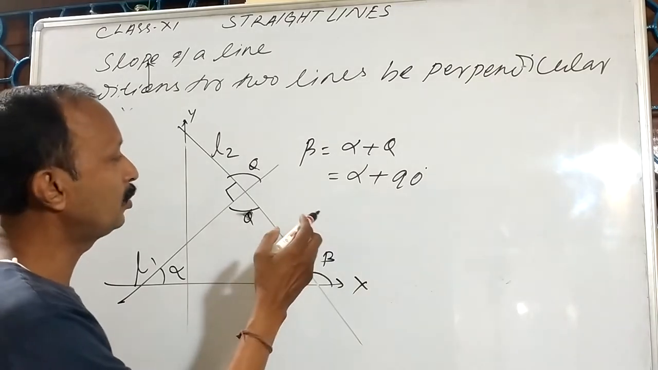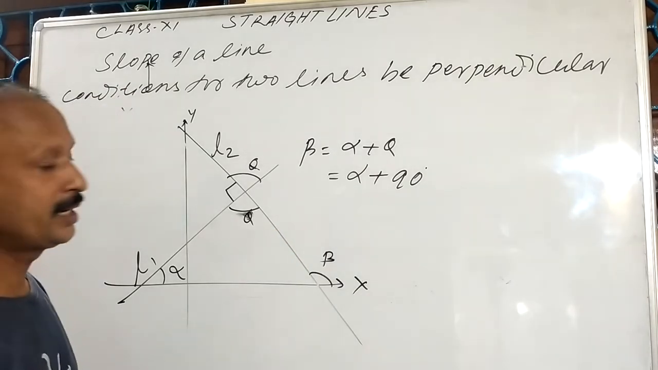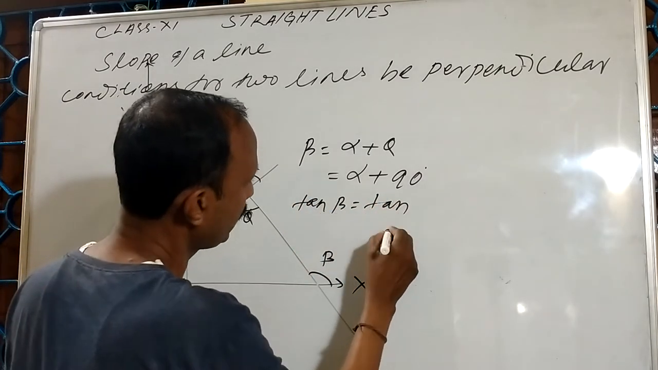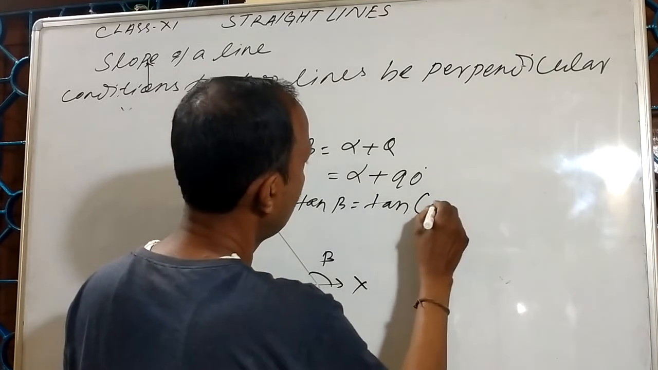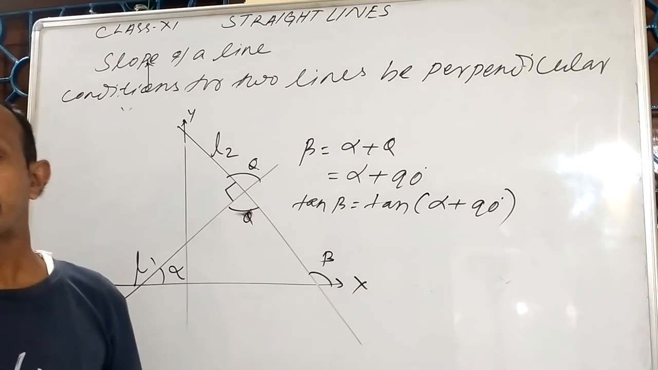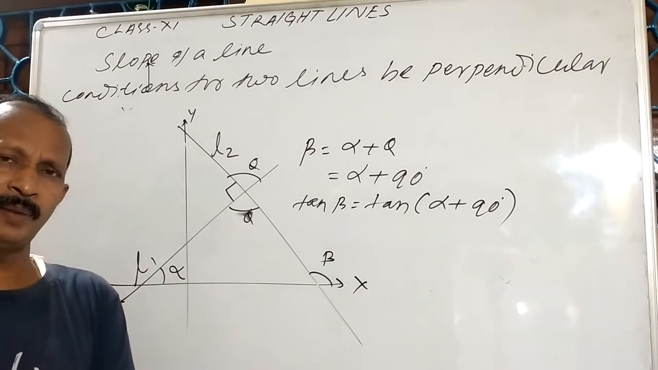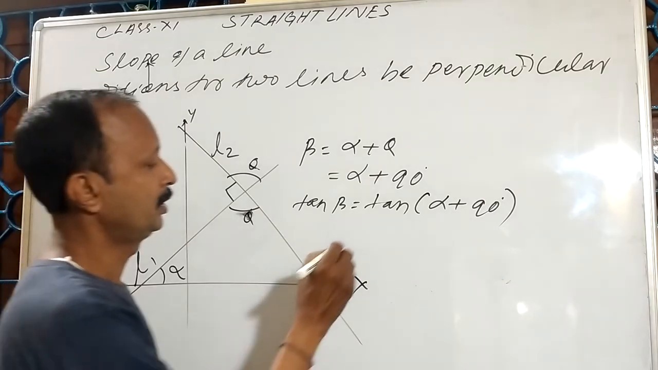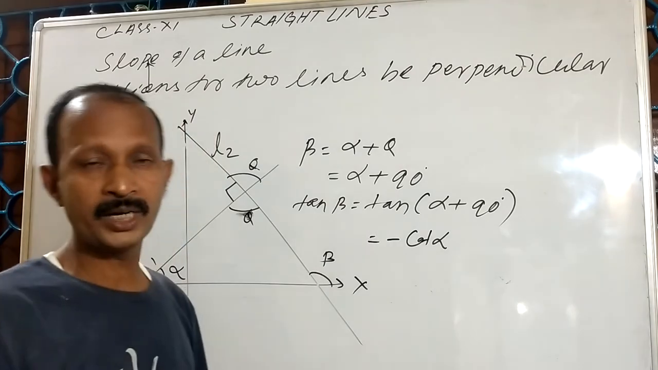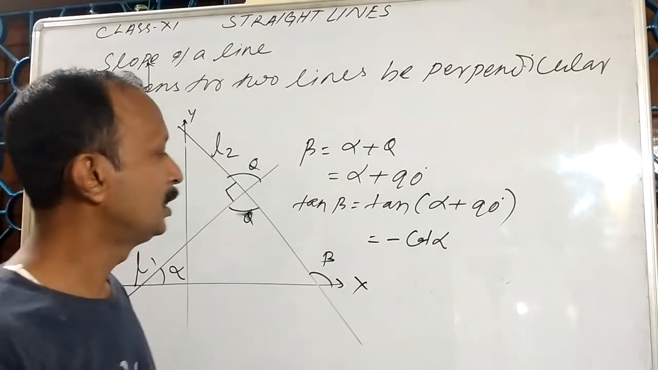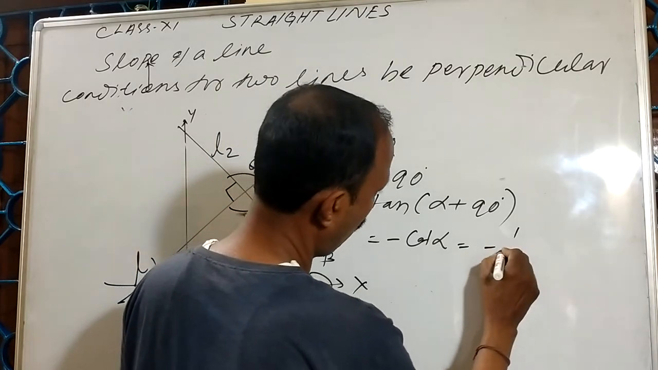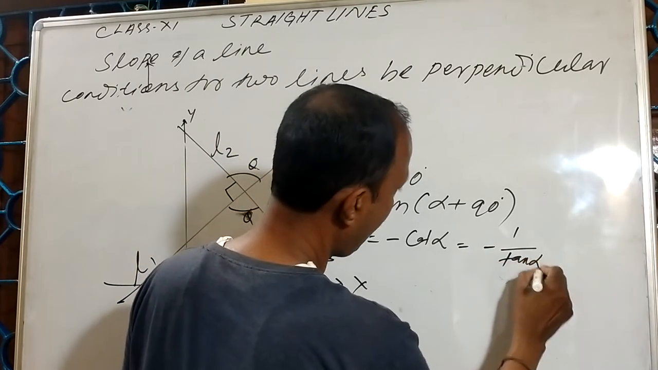If beta is equal to alpha plus 90 degrees, then I can say that tan beta is equal to tan of alpha plus 90 degrees. So children, tan of alpha plus 90 degrees, how much? Definitely this is minus cot alpha, what we studied in trigonometry. So I can say this is equal to minus 1 divided by tan alpha.